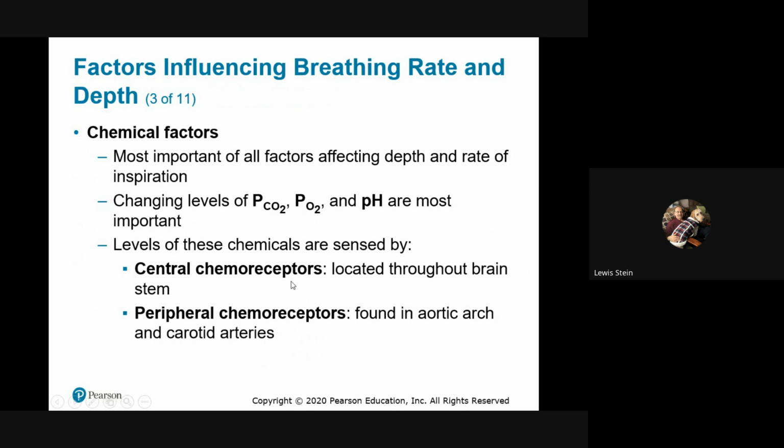They're sensed by central chemoreceptors in the brainstem, and the peripheral ones are in the aortic arch and the carotid arteries. Again, the same place we talked about before. We call them the aortic body and the carotid body. Remember, the pressure receptors associated more with blood pressure were called the aortic sinus and the carotid sinus. Effectively, those had more of an effect on heart rate and force of contraction.